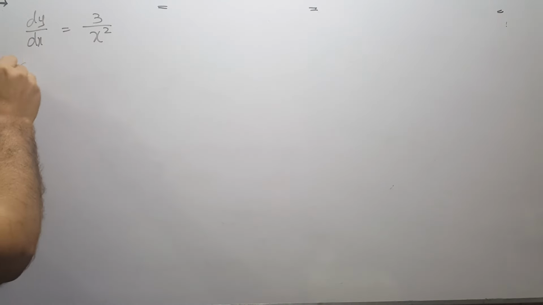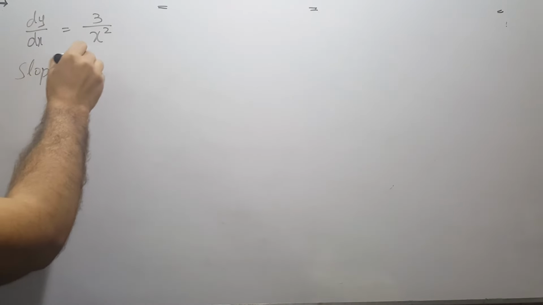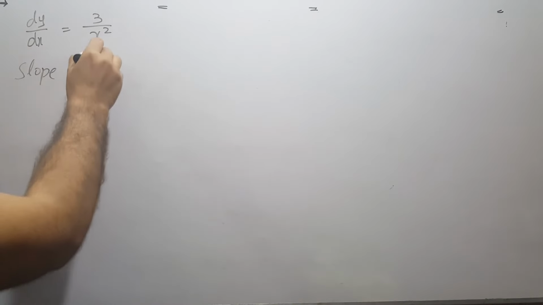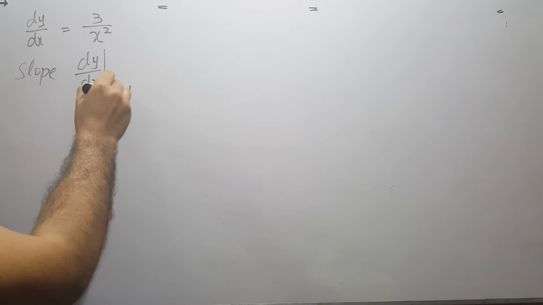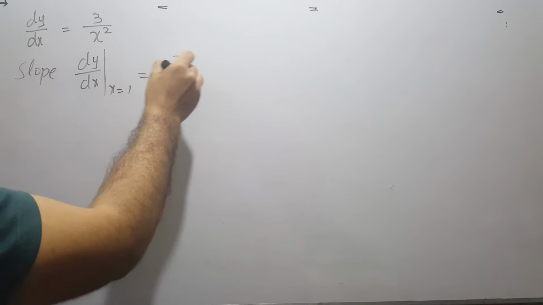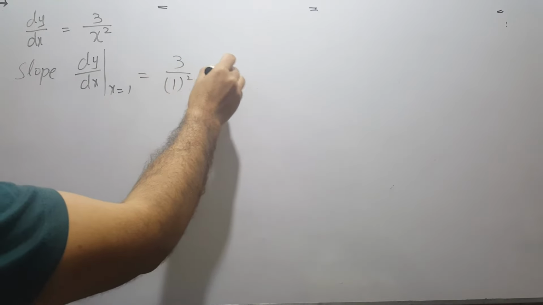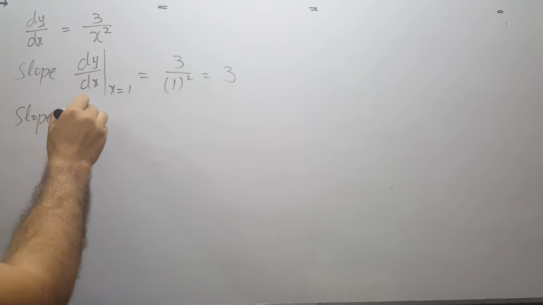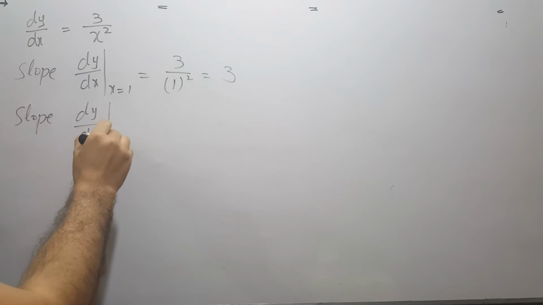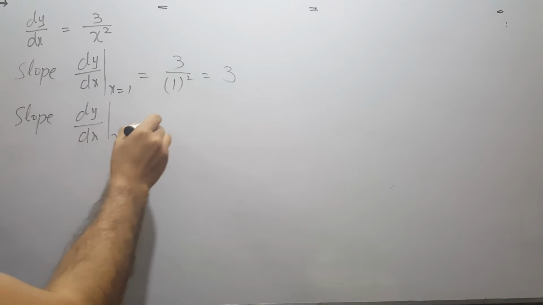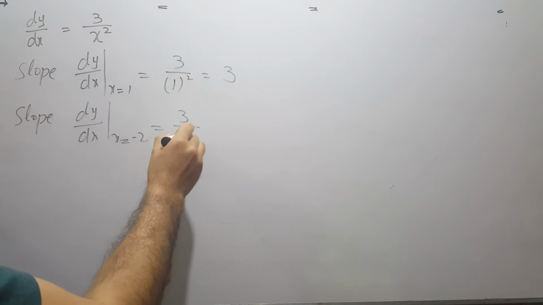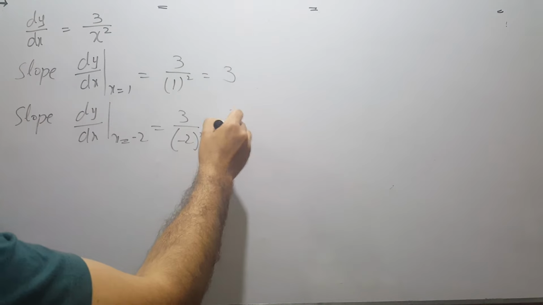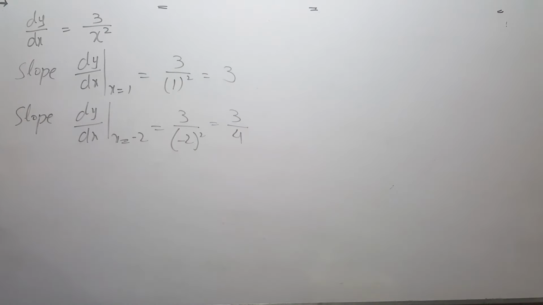Now if we want to find out the slope at x equals 1, just replace x with 1 in this equation, and we see that the slope is 3. And if you want to find out the slope at x equals minus 2, then we replace x with minus 2, and that gives us 3 over 4. And similarly, you can solve any question of this type.